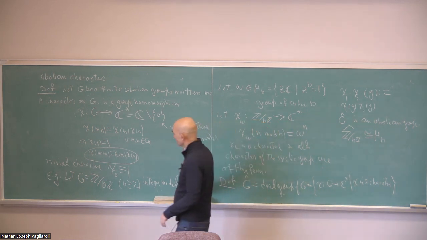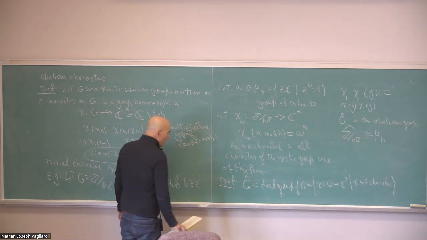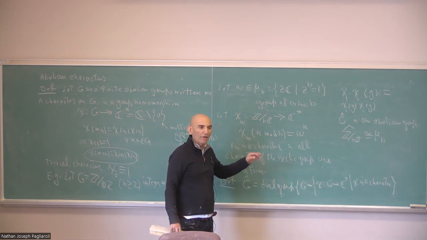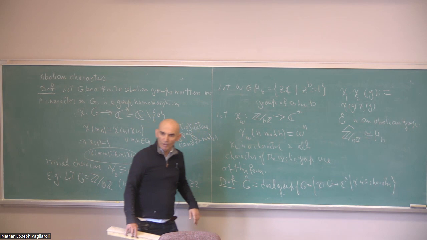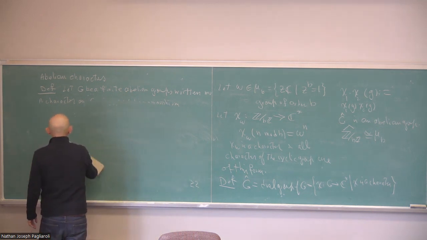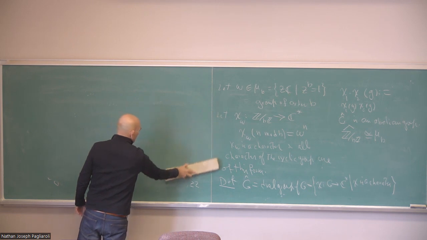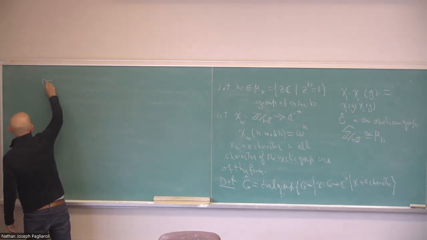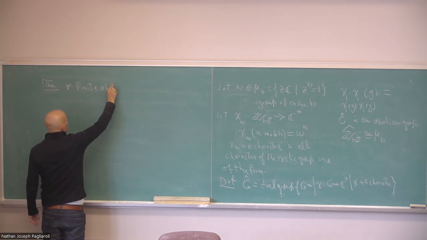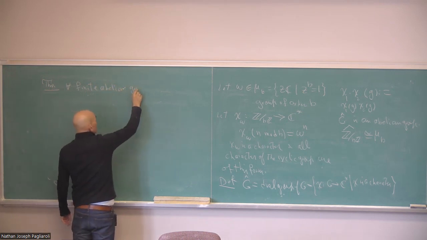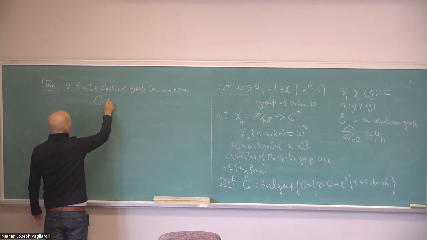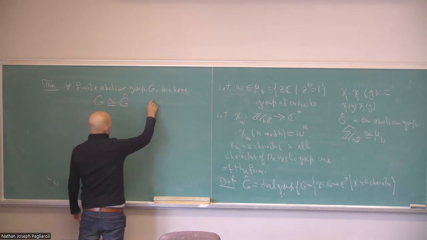Now, just a curiosity, you can actually prove that the dual of any finite abelian group is isomorphic to that group. Let me write this statement, because it is useful to know in general. Maybe we will use it, I'm not sure, but let me write it anyhow. Theorem: for any finite abelian group G, we have that G is isomorphic to G hat. This is an isomorphism of groups.